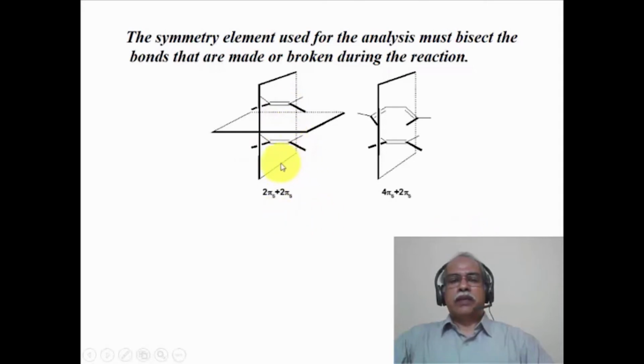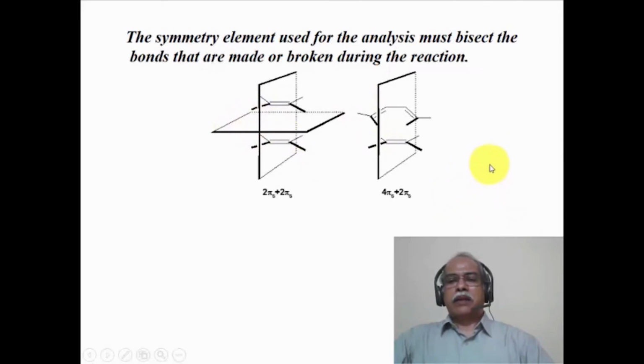One symmetry element, which is the vertical plane of symmetry, essentially bisects the pi bonds of the starting material, and the horizontal plane of symmetry, once you consider cyclobutane as the product, bisects the sigma bonds of the cyclobutane in a horizontal manner.